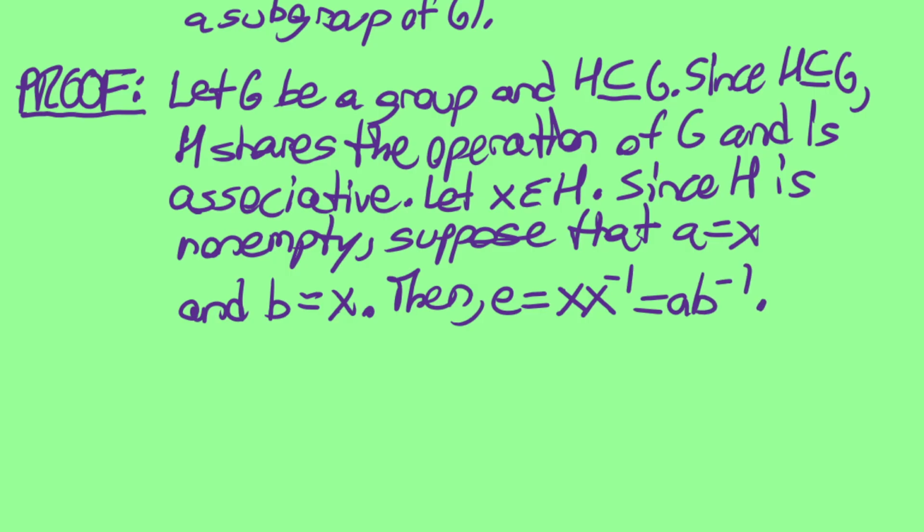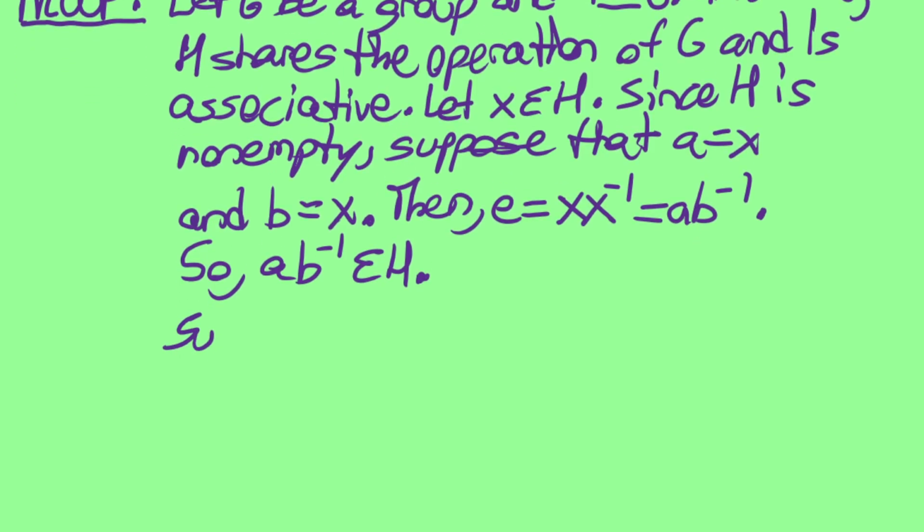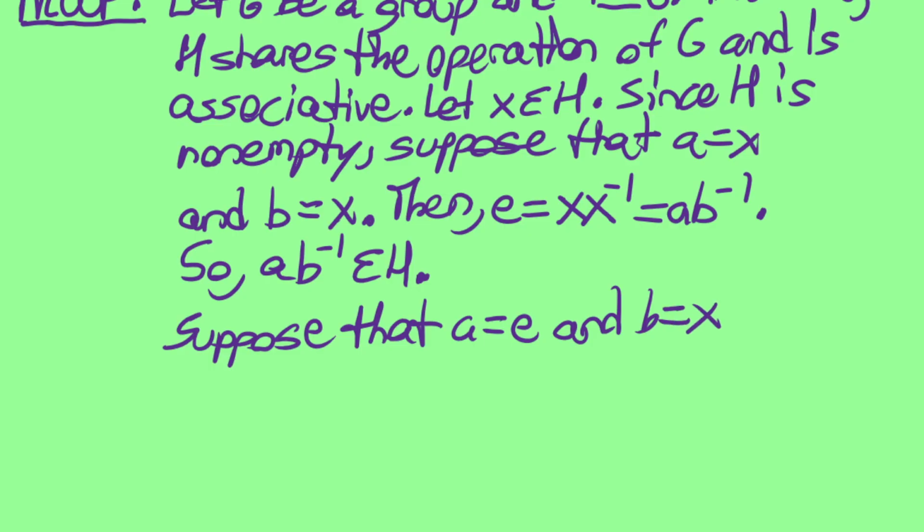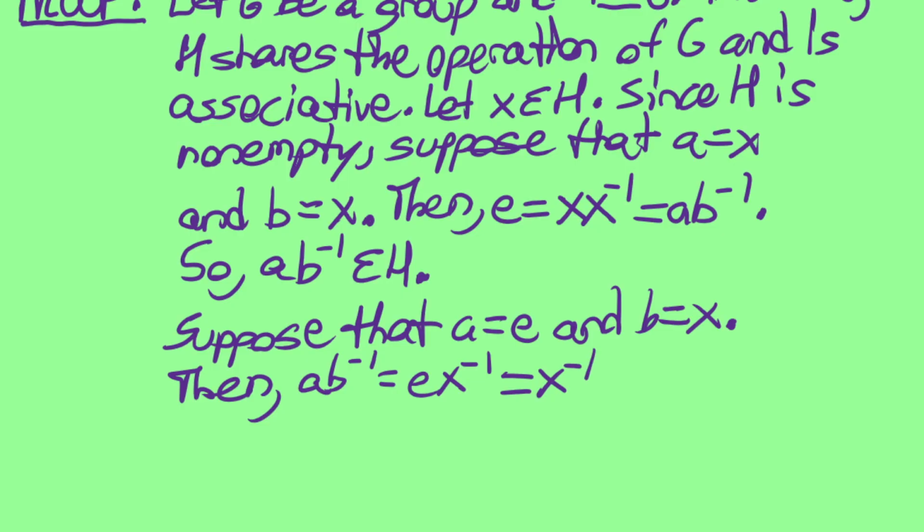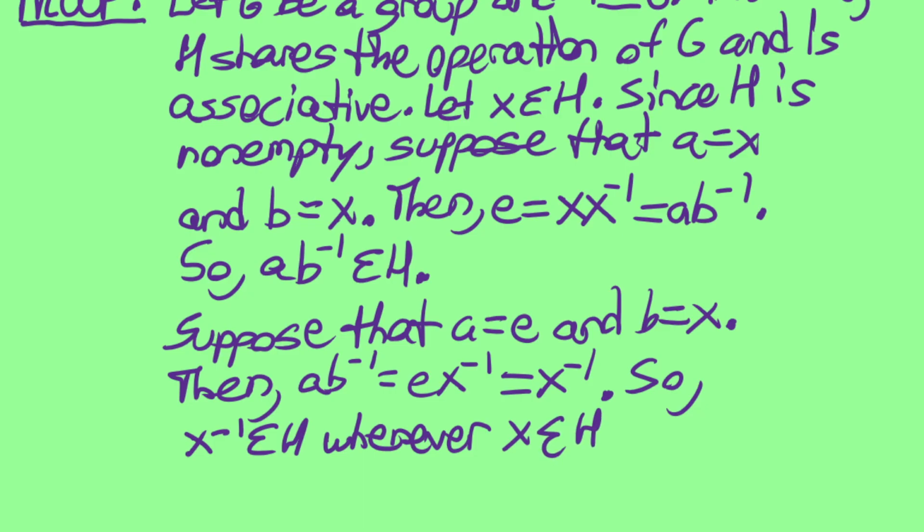So A composed with B inverse is an element of H. Now let's suppose that A equals the identity element and B equals X. So then AB inverse equals the identity element composed with the inverse of X, which equals the inverse of X. So the inverse of X is an element of H whenever X is an element of H.